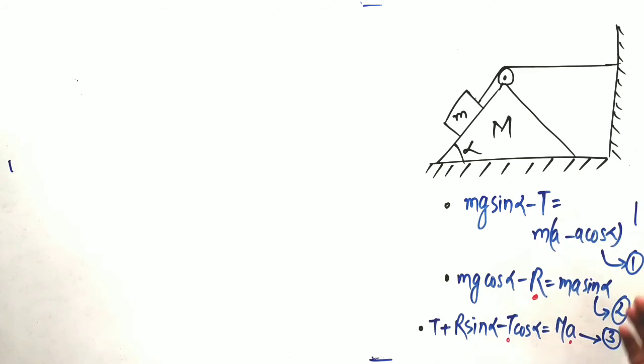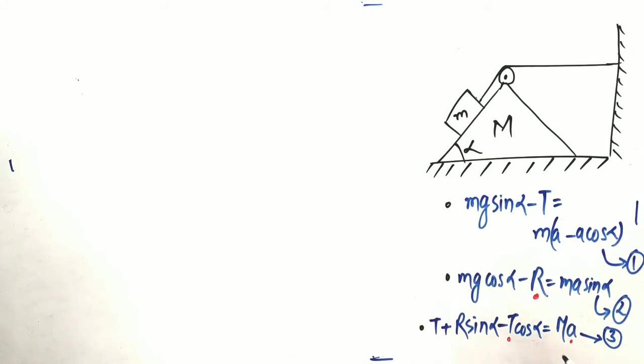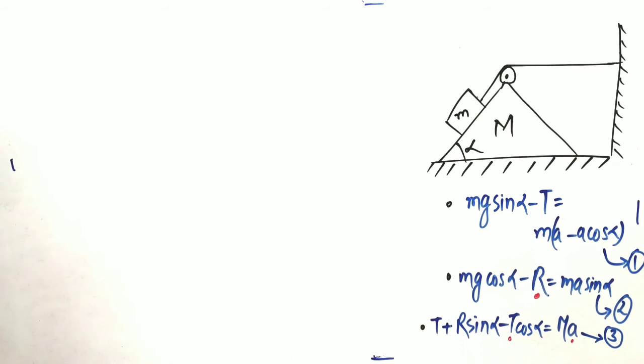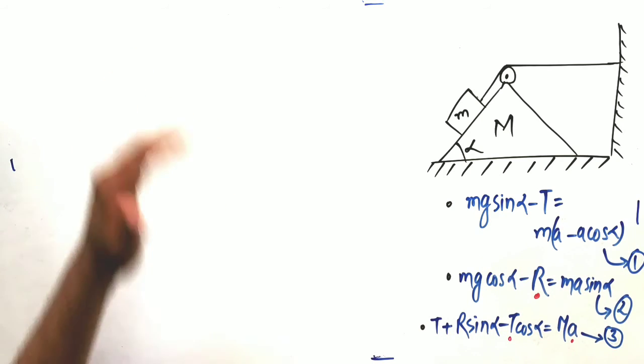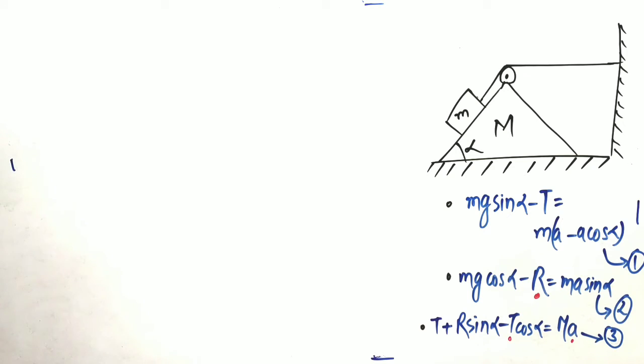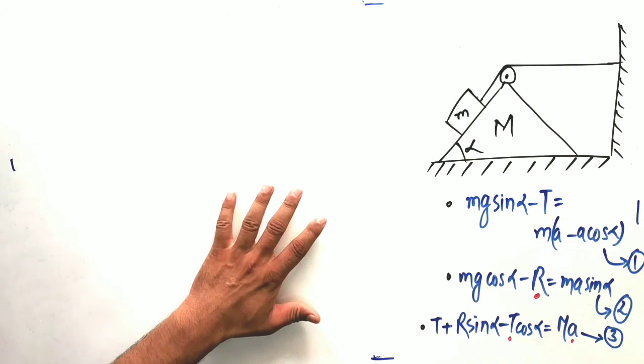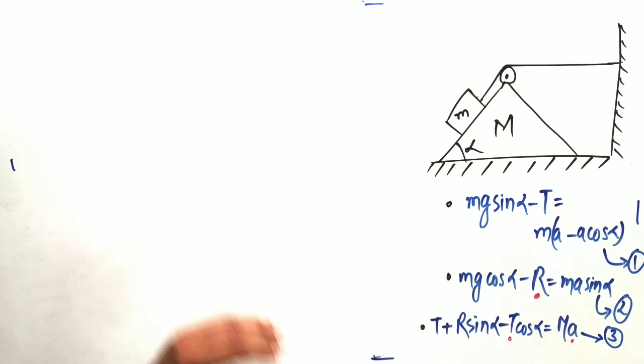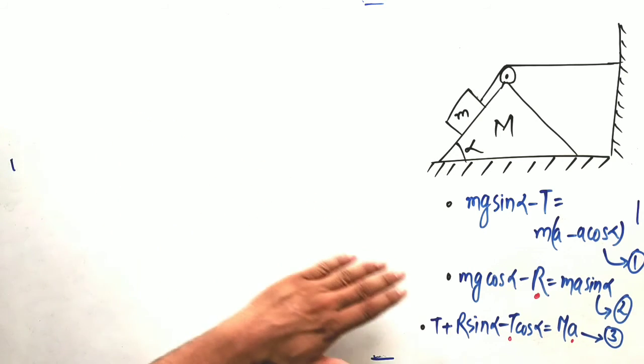Now we will use these three equations with unknowns R, T and A to obtain the value of A, small a. So we have three equations and three unknowns. There are various methods by which you can get to the value of small a, the acceleration required. It's a long procedure to get it. I don't want to write that all. You can solve it by yourself.